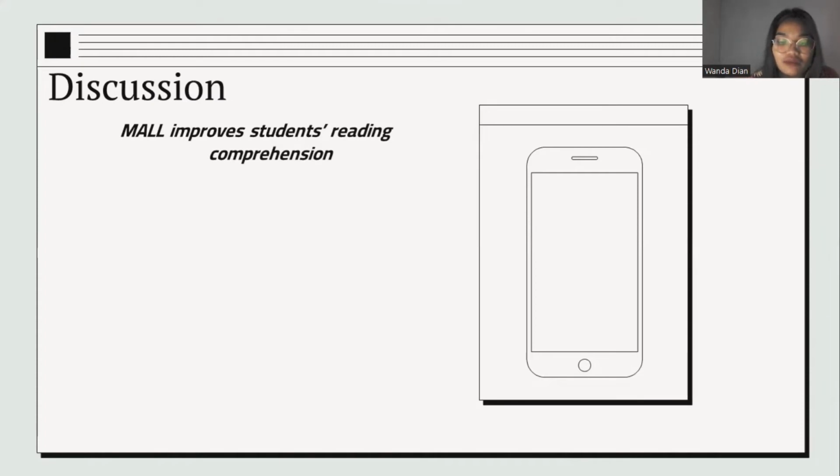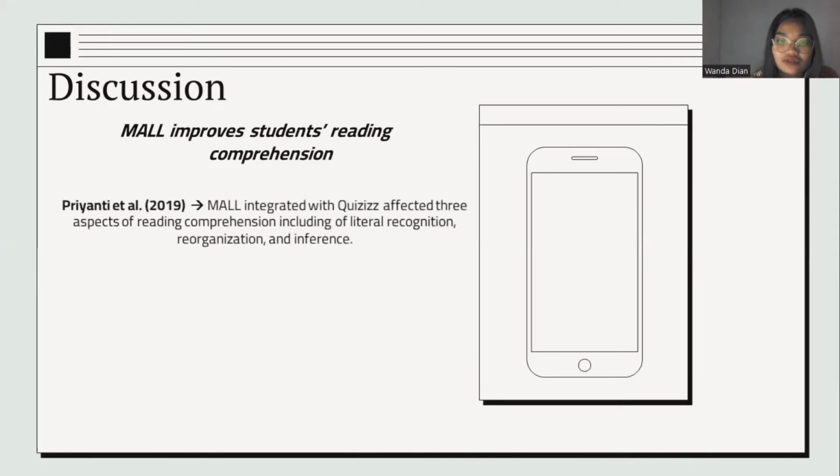There are a lot of elements of technology which can be used to help teachers improve students' reading comprehension, and one of them is gamification. Gamification is actually using one element of a game in the learning process. Through several studies, gamification is believed to increase students' reading comprehension. Priyanti et al. 2019 found that MOL integrated with quizzes affected three aspects of reading comprehension, including literal recognition, reorganization, and inference.